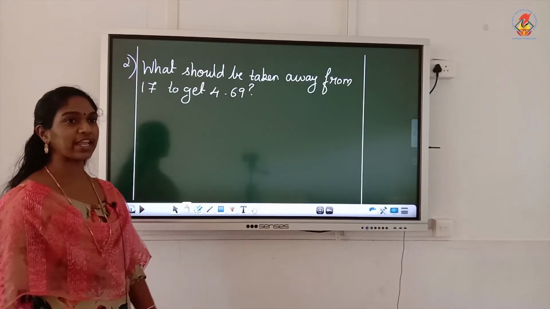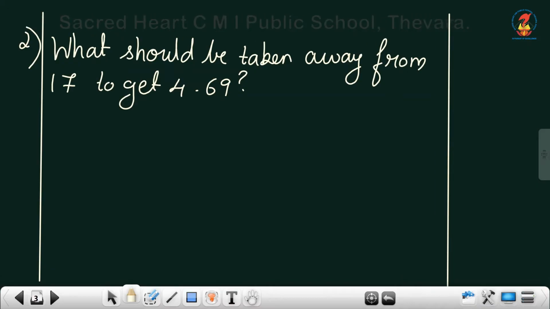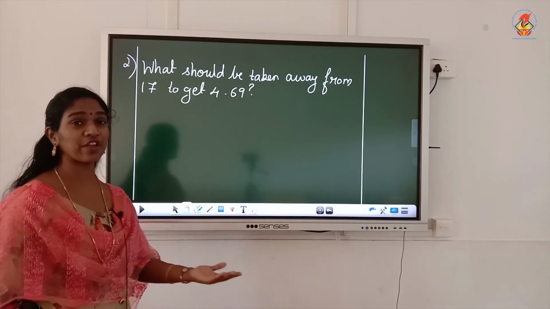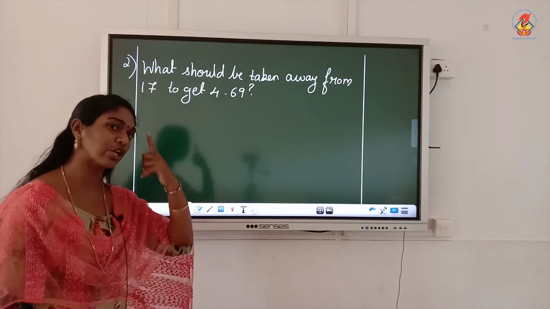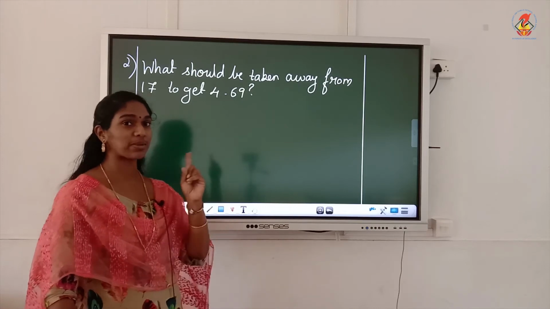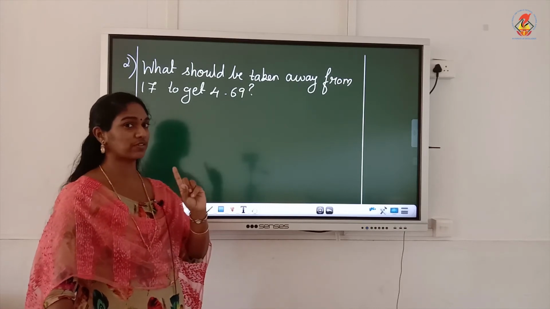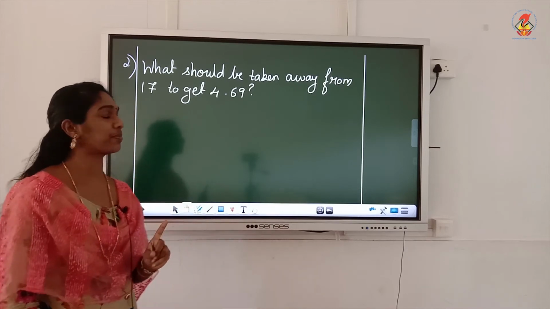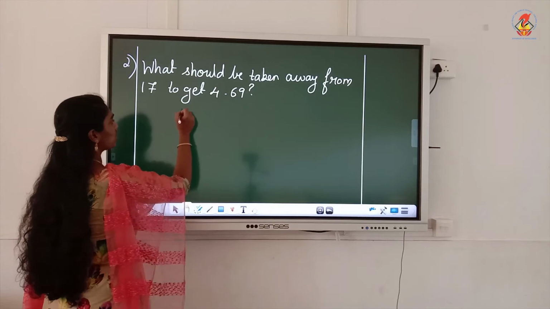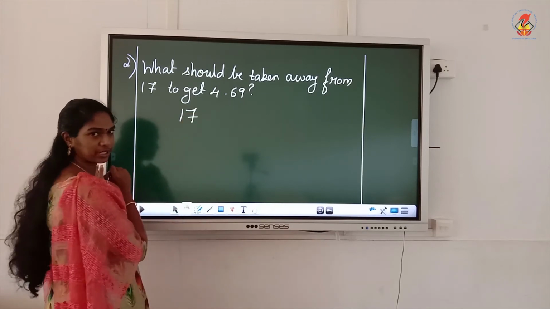What should be taken away from 17? Taken away. What do you mean by this taken away? Subtraction, isn't it? I have told you all many times, in subtraction, the number that comes after the word from is the first number. So, that means 17 is your first number.